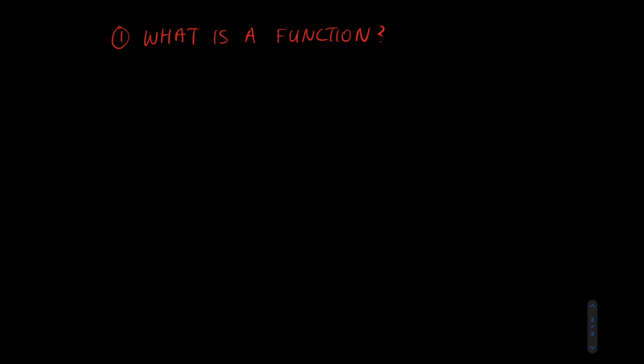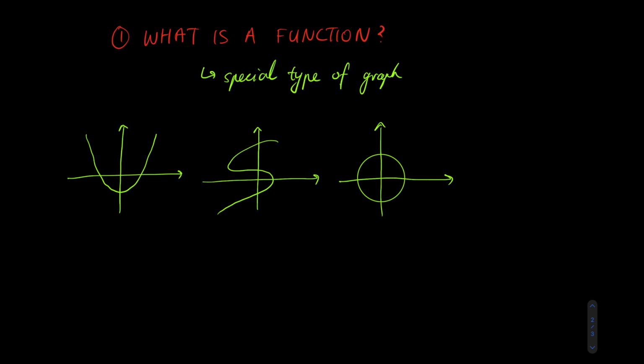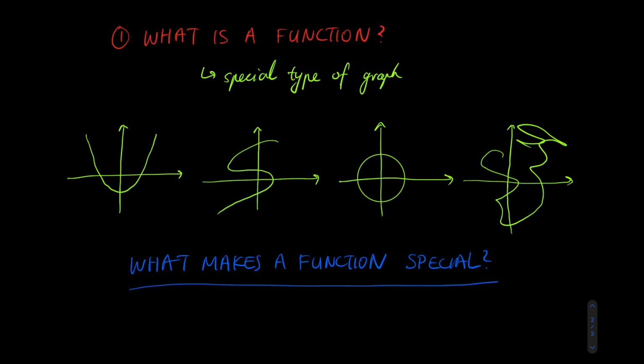Okay, so what is a function? Well, a function is a special type of graph. And we all know that graphs come in all different sorts of sizes, such as this, or this, or this, or even this. So that begs the question, what makes a function special? I like to think of it as a rule of exclusion. What this means is that if a particular graph fits this rule, then it cannot be considered a function.